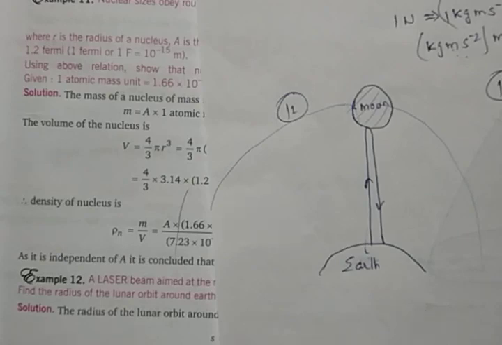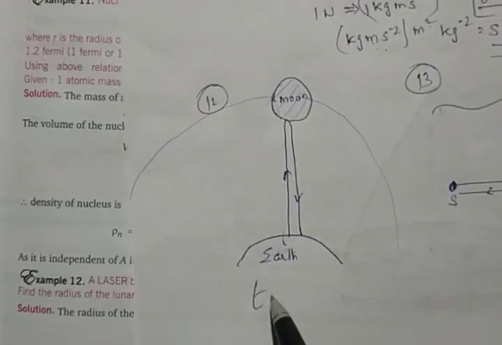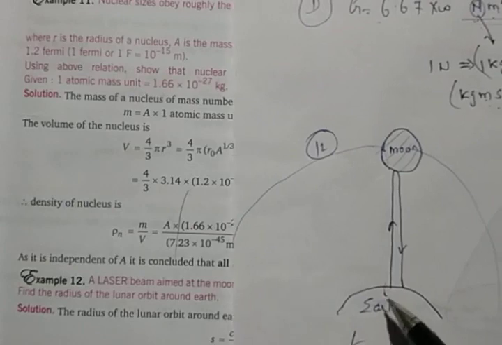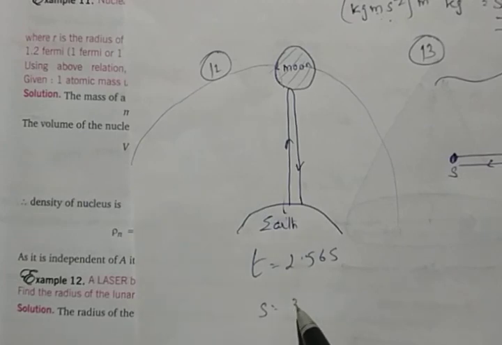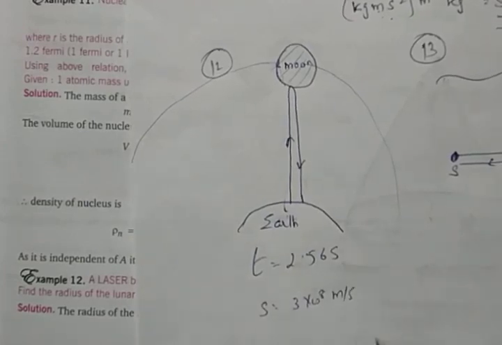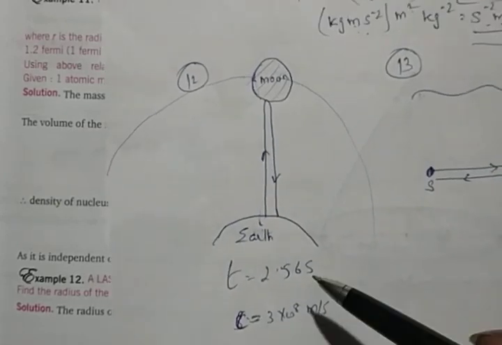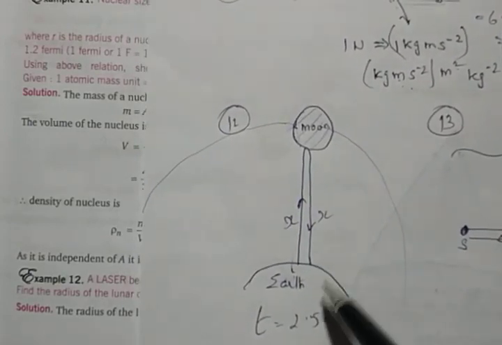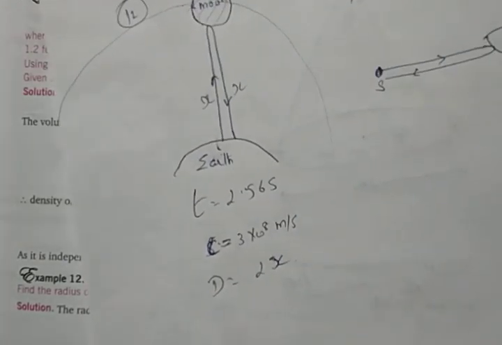So they have given few things. The total time taken is given here as 2.56 seconds. So time taken is 2.56 seconds. Now when the laser goes and comes back, it travels at the speed of light, which is given here as 3 into 10 to the power of 8 meter per second. So that's called c, the speed of light. Now the distance is, it goes one time and comes back. So it is x here and again x here, so 2x is going to be the distance.